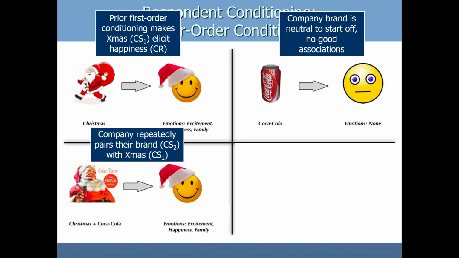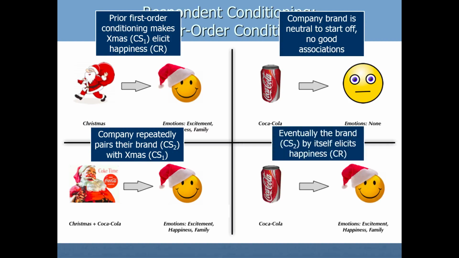So they repeatedly paired Coca-Cola with Christmas imagery. Their brand, which was previously a neutral stimulus, started to be associated with Christmas. In other words, it became a CS2. And eventually, with enough of this pairing over and over and over again, when people had seen these ads enough, Coke actually found that there was a big increase in positive feelings about their brand. So the CS2, just the brand itself, had come to elicit positive feelings by associating itself with something that already had positive associations. And that is higher order conditioning.